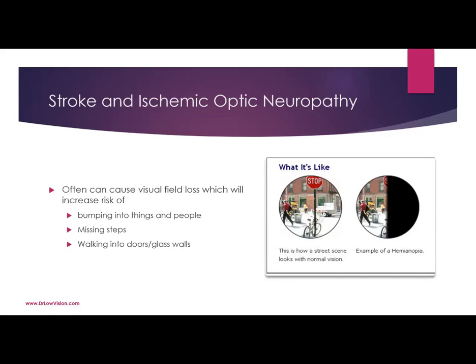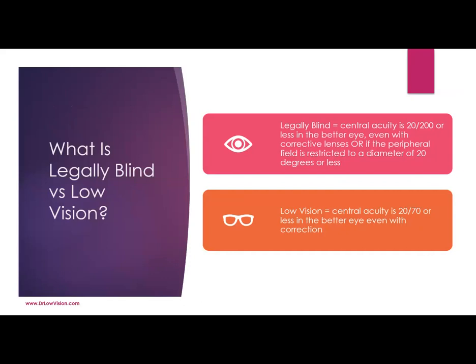And also those with central vision loss, if it really is impairing their mobility. So what is the difference between legally blind and low vision? There is a difference. To be legally blind, it means their central acuity is 20/200 or less in the better eye, even with corrective lenses, or their peripheral field of vision is 20 degrees or less. So someone can have 20/20 central vision, but still have less than 20 degrees of field of vision, and they will be considered legally blind.